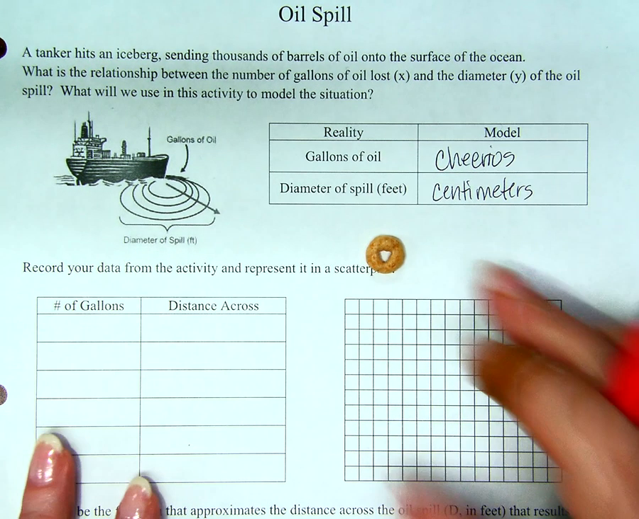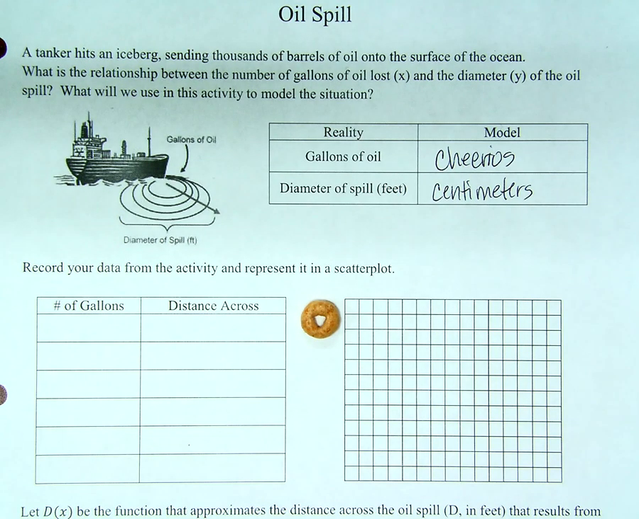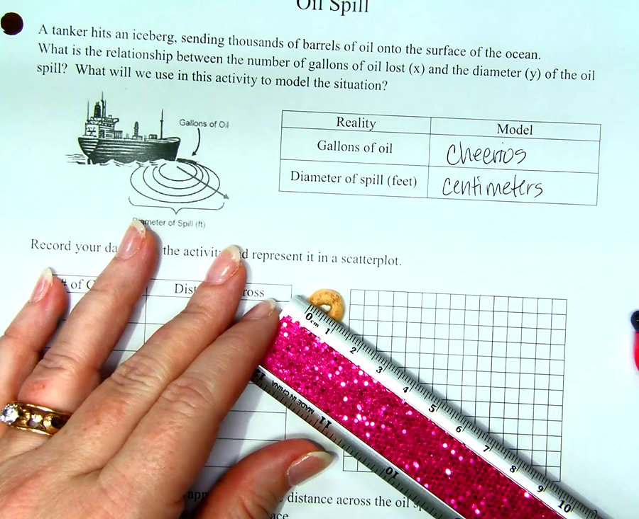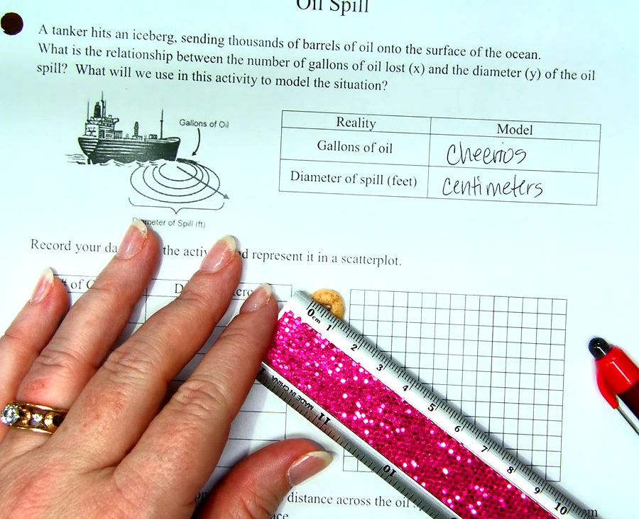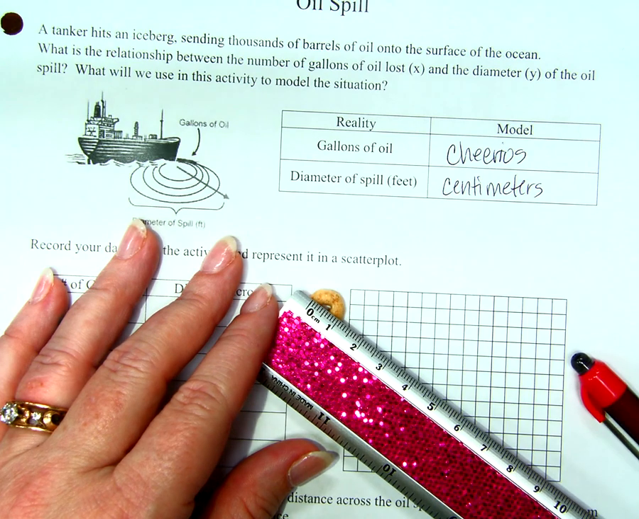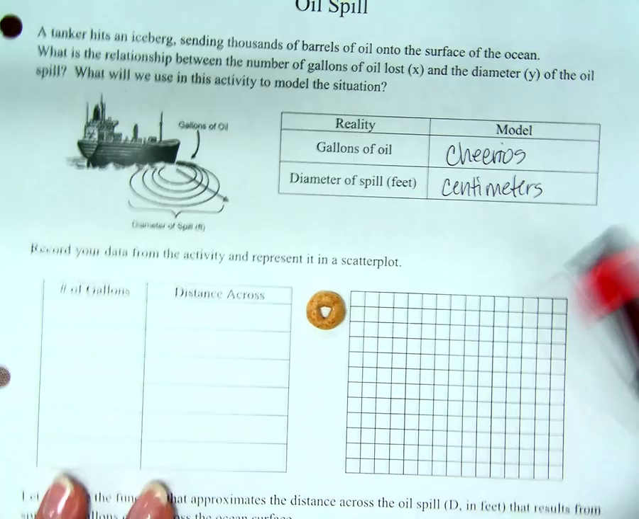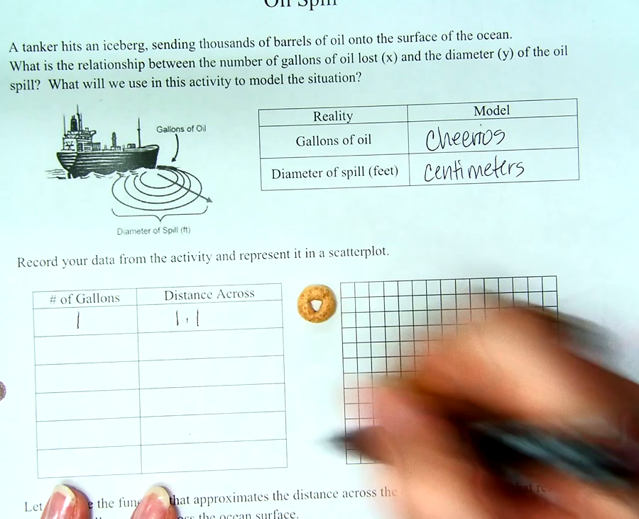So what I want you to do is take a Cheerio, like this one, and where'd my ruler go? Oh, here it is. Measure the diameter. Be as specific as you can. So we don't want to just put 1 on this because you can clearly see that it's bigger than 1 centimeter. We probably want to put like 1.1. Okay? So 1 gallon is 1.1 centimeters across.